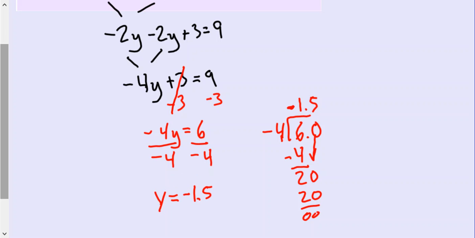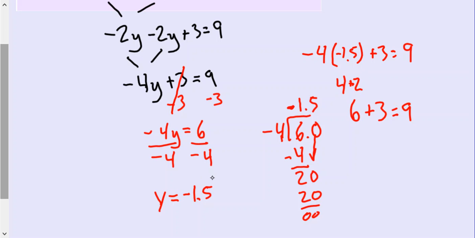Then we can check our answer over here. We get negative 4 times negative 1.5 plus 3 equals 9. So we have a negative times a negative here, so our answer is going to be positive. And 1 times 4 is 4. And 1/2 of 4 is 2, so that would be plus 2, which would be 6. So 6 plus 3 equals 9. So our solution is correct. Y is equal to negative 1.5.